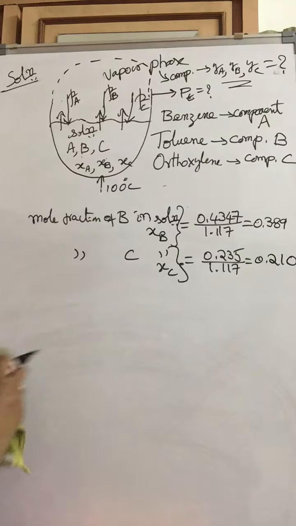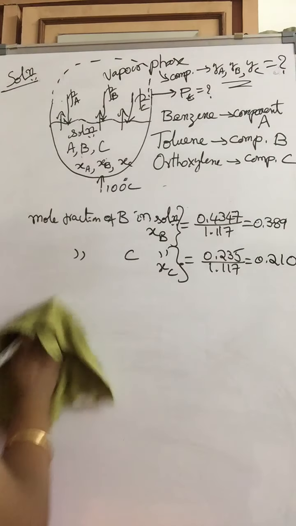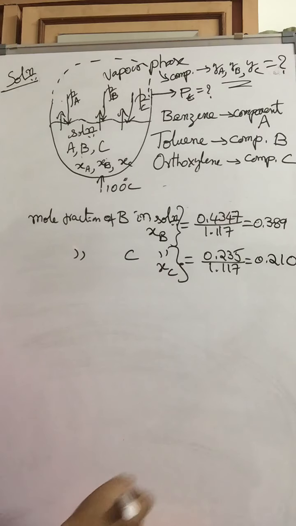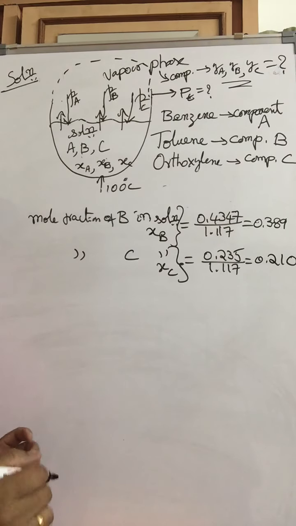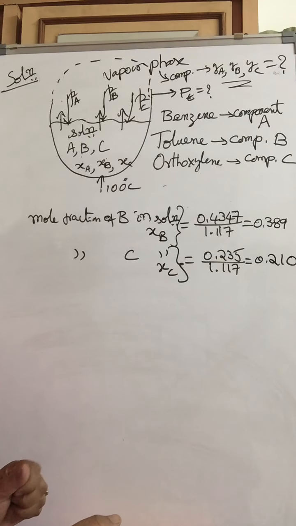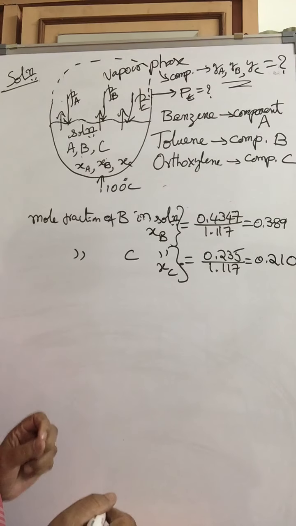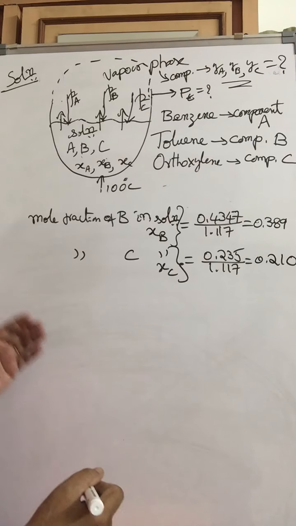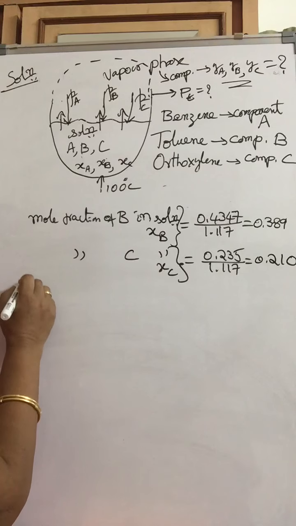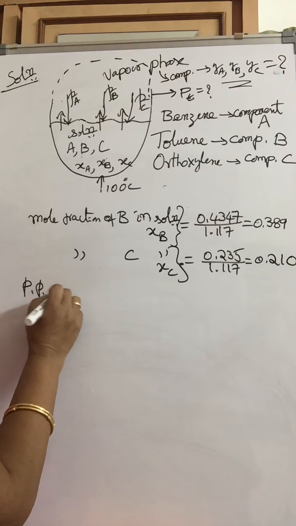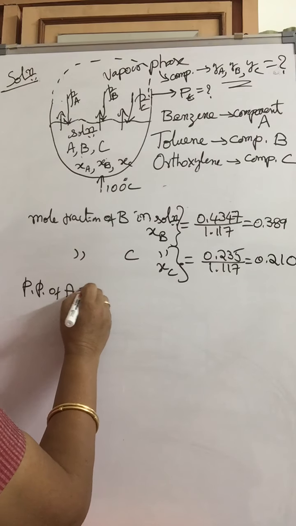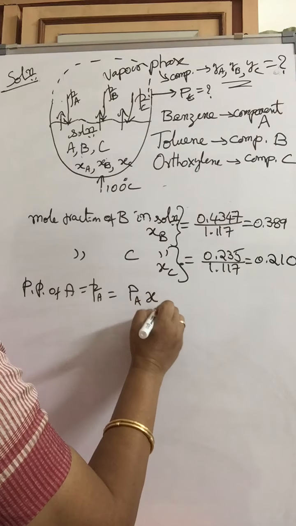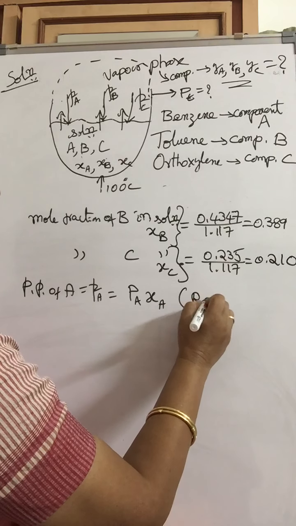So thus we got XA, XB and XC. So what is our question? The question we should always keep in mind is that we need the total pressure. Total pressure is the sum of the partial pressures, so we need to calculate PA. The partial pressure of A, represented by PA, is equal to PA° XA. This is Raoult's law.